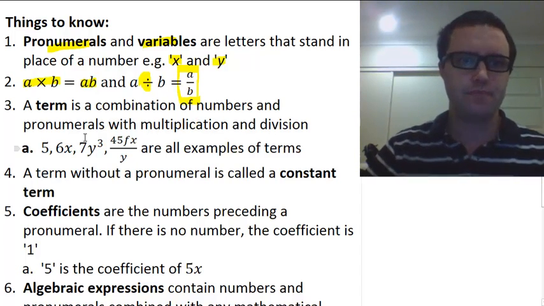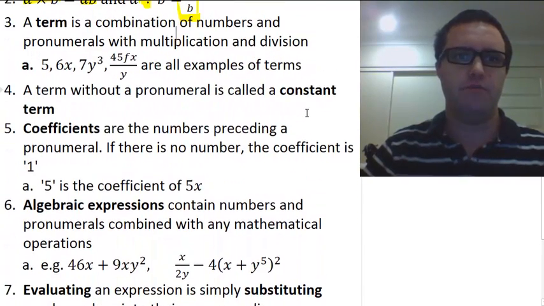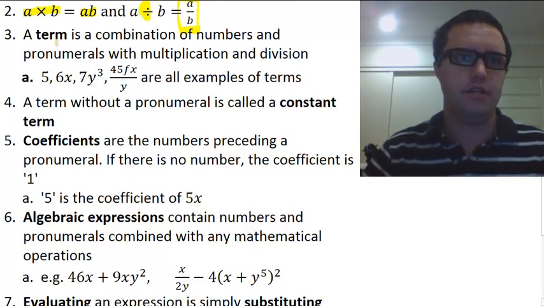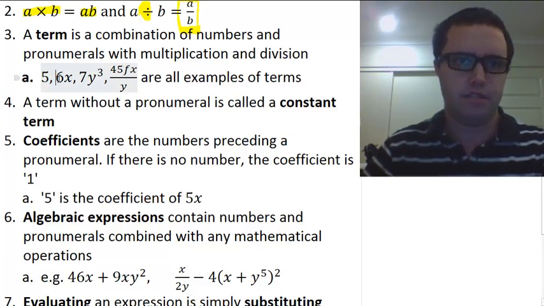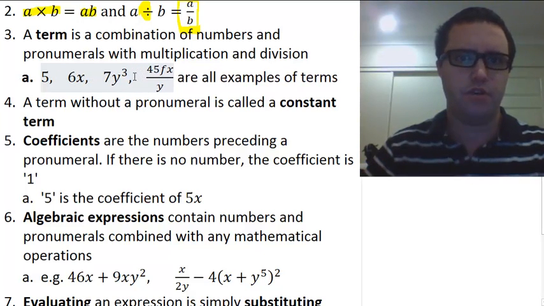Okay, the next thing you need to know about is these things called a term. So a term is a combination of numbers and pronumerals with multiplication and division. Okay, so I might just separate these out a little bit so you can get a bit more of a feel for each individual term.